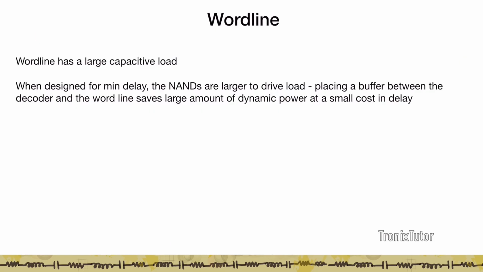Now, one word about the word line. The word line runs across the entire memory, so it has a very large capacitive load. When you're designing for minimum delay, the NANDs have to drive this large load. Placing a buffer between the decoder and the word line saves a large amount of dynamic power at a small cost of delay. So we're slightly increasing the delay, but by reducing the size, we're able to save power in the SRAM.